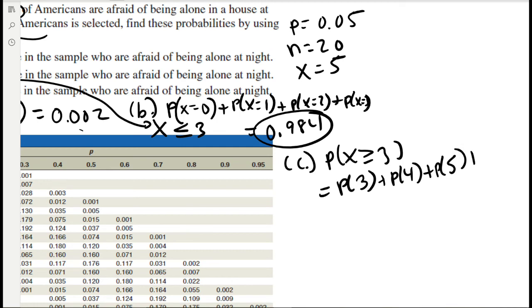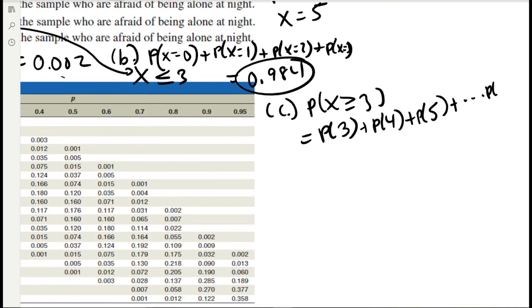However, are we really going to do all the way to 20? No, we're not going to do all the way to 20. What we're going to do is go from 0 to 2. We're going to do 0, 1, and 2, and then we're going to get those probabilities and take that away from 100%. And that will give us the rest of it.